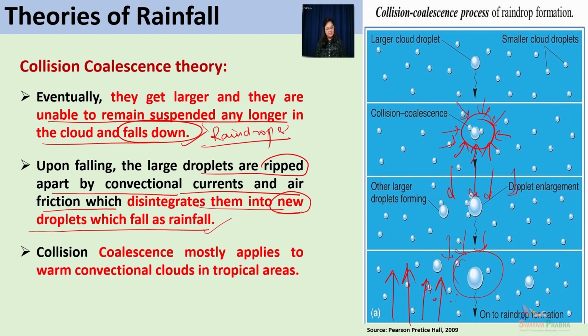So the collision coalescence theory mostly explains the rainfall phenomena in the warm convectional clouds which are located in the tropical areas of our planet. So we have the cloud instability theory, which explains the mechanism of rainfall in the mid-latitudinal or higher latitudinal areas. And then we have the collision coalescence theory, which explains the formation of raindrops and the mechanism of rainfall in the tropical areas.